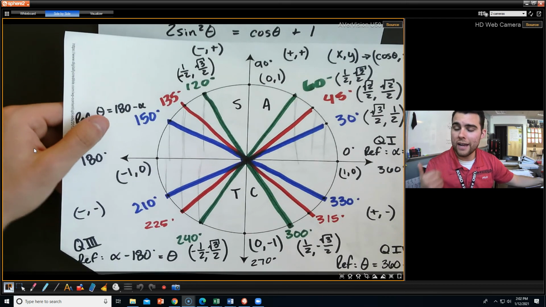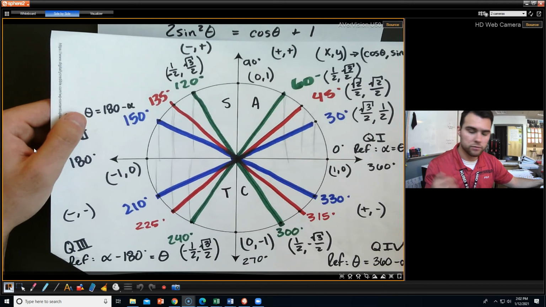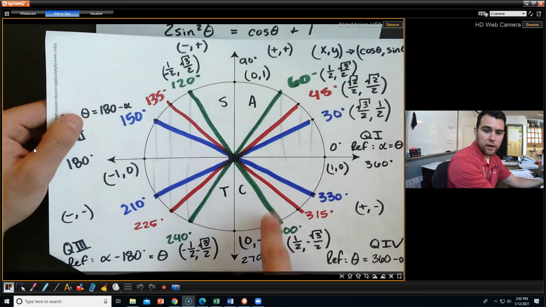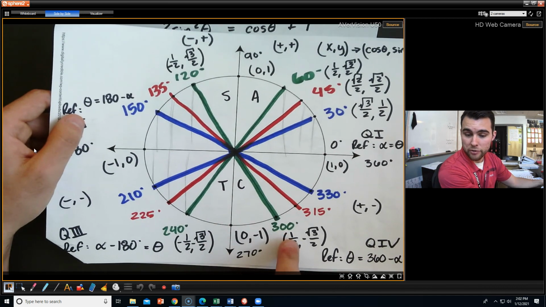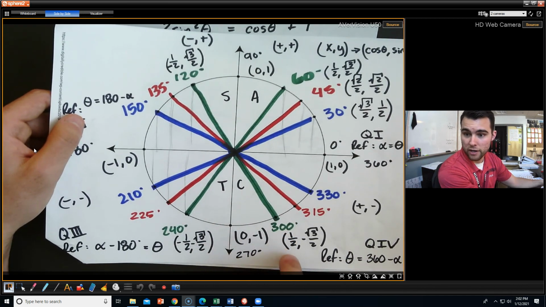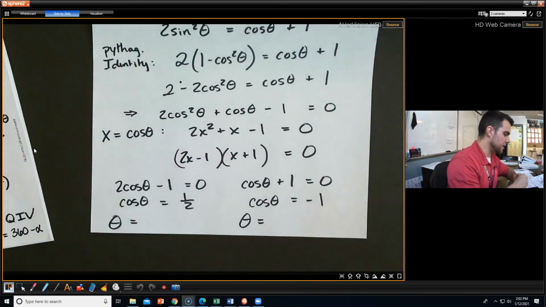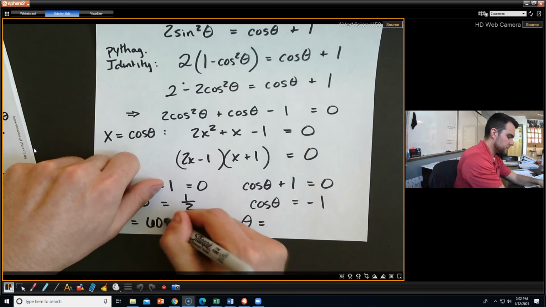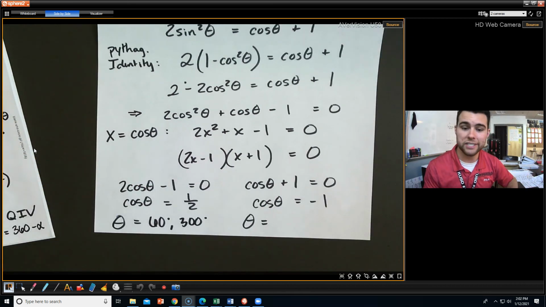So where else does cosine give us a positive value? All students take calculus, quadrant 4 right here. And in fact, this 300 degrees is the other answer. This is where it's also 1/2, right? So there we go. I know it's at 60 degrees and 300 degrees. And that's between 0 and 360.